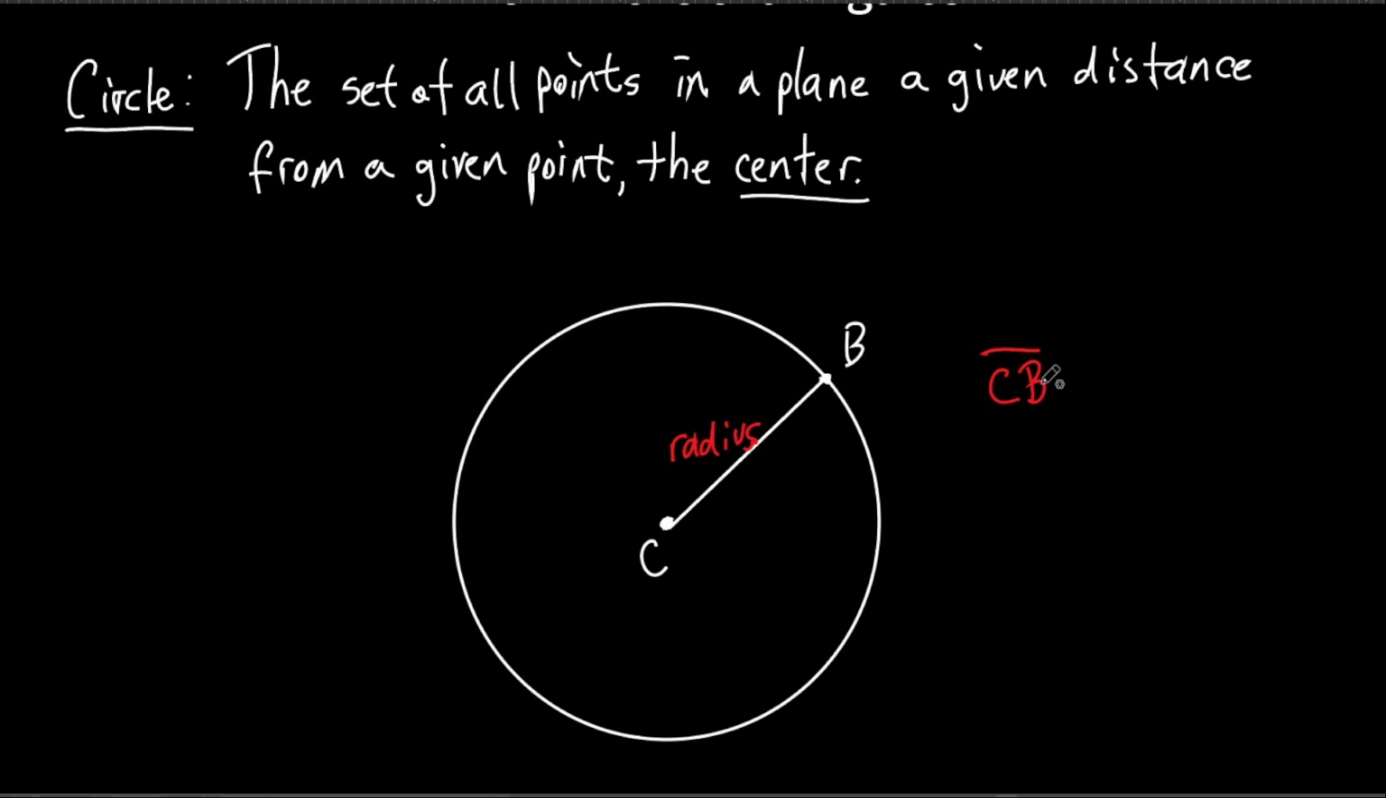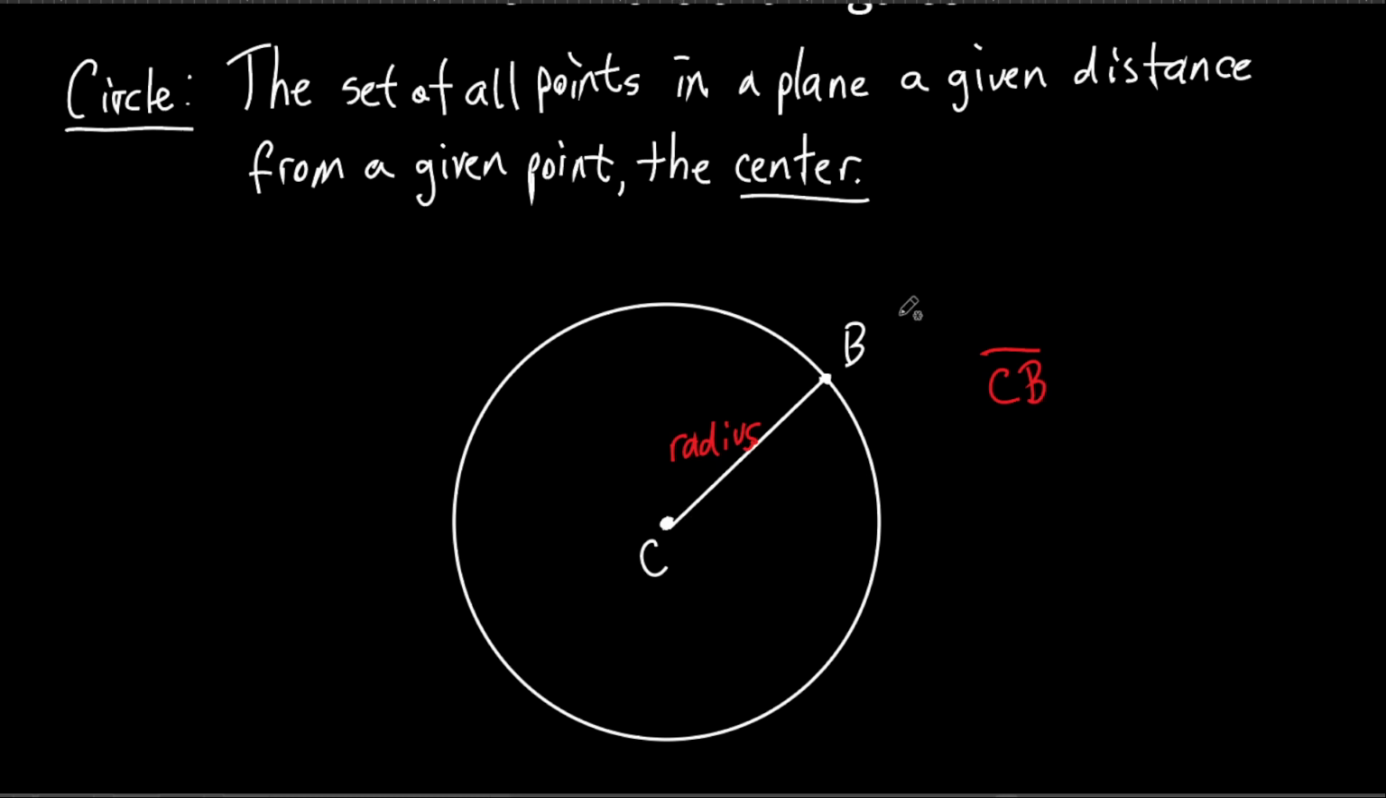Now, I could also call it line segment BC. That would be fine. But most of the time, we start with the center of the circle and go out, okay? You don't have to. We could have called it BC and it would have been fine. But a lot of people would start at the center, because the really important part about this circle is the center.